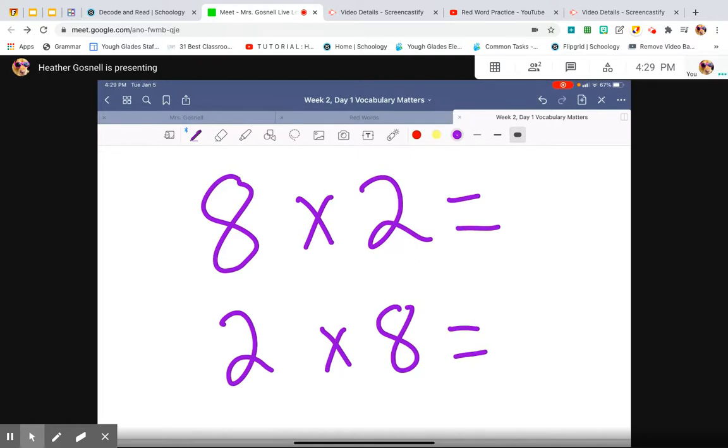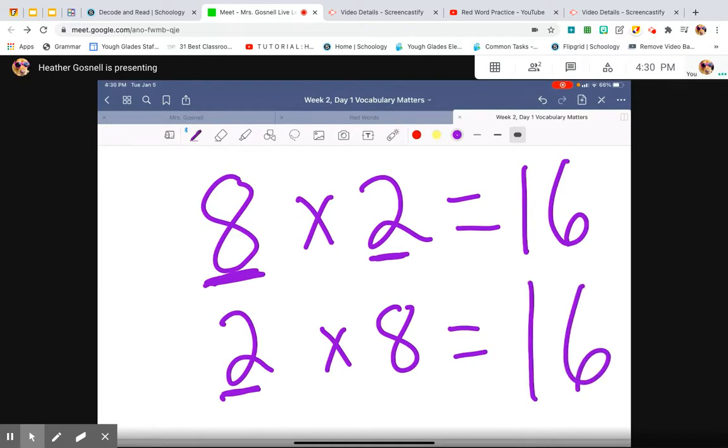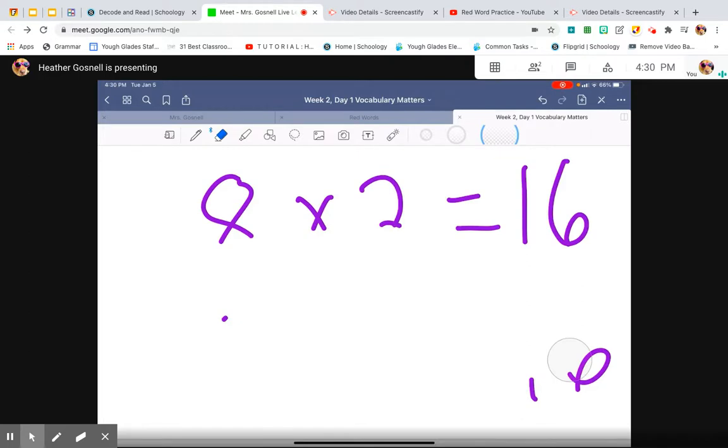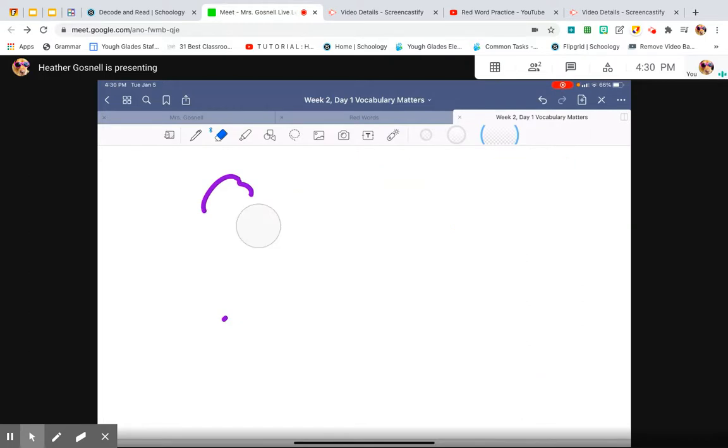So, 8 times 2. 2 is a factor. Remember, factors are numbers we multiply. So, 2 is a factor. When we see 2 as a factor, we know we can double that other factor and get our product. So, double that 8, 16. 2 times 8 is also 16. That's the same for any number.